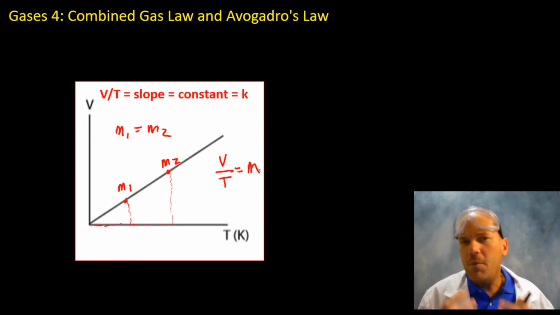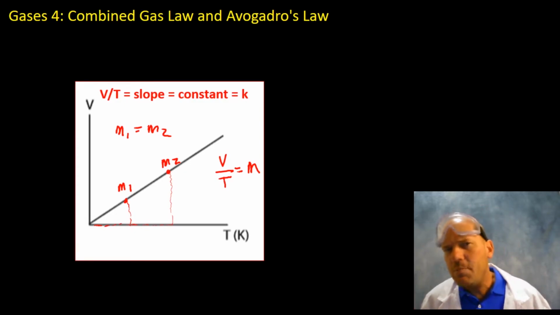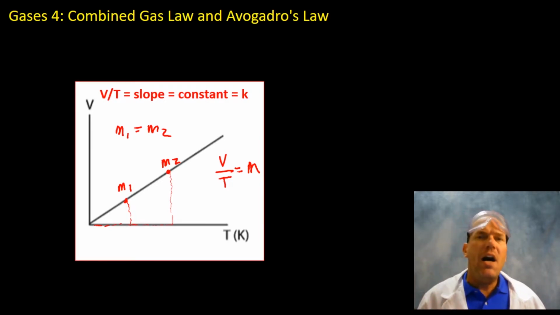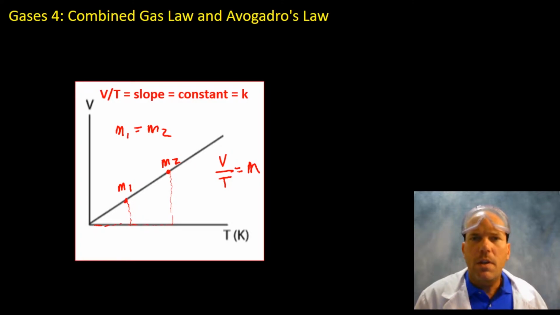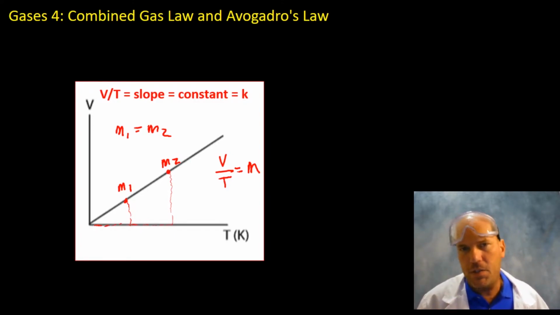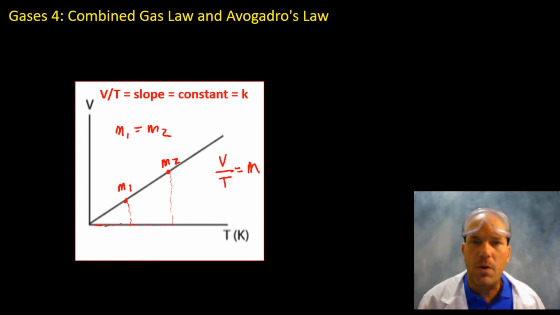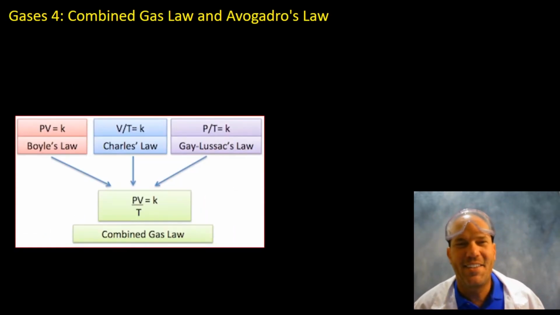Now, the reason why I'm going over this is because I want you to understand the mathematical reasoning behind these relationships. So, the quotient of volume divided by temperature will equal a constant K. And so, in order to satisfy that relationship, which is directly proportional, as volume goes up, temperature must also go up because K remains constant. Let's look at putting these into the combined gas law.